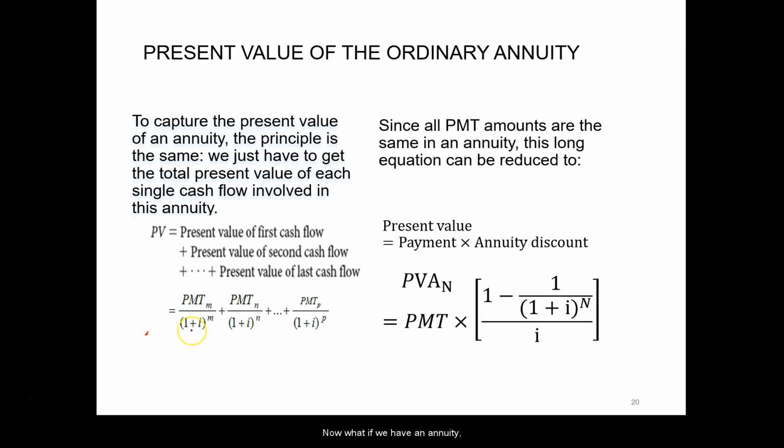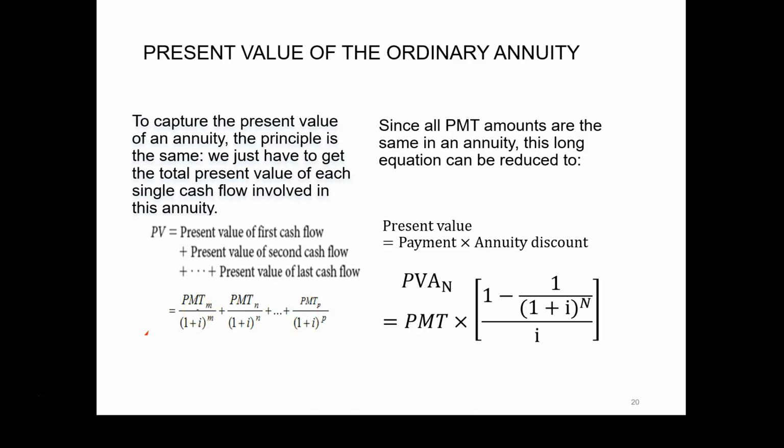Now, what if we have an annuity, when the amounts of all those payments are the same? To capture the present value of an ordinary annuity, the idea again is the same. We just calculate the total present value of every single cash flow in this annuity. So the first one will be discounted for just 1 year, and the second cash flow at the end of the second year will be discounted for 2 years. So depending on how many payments you have, you get the present value of every one.